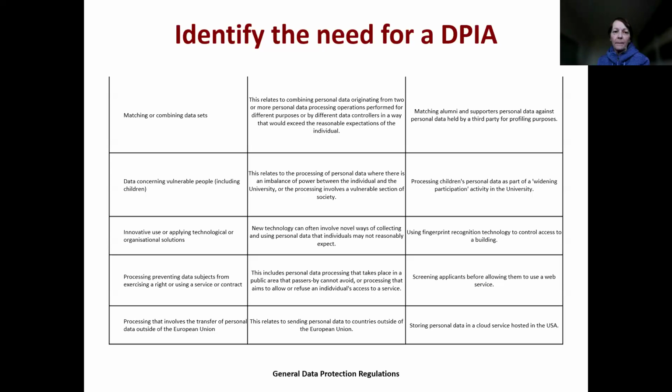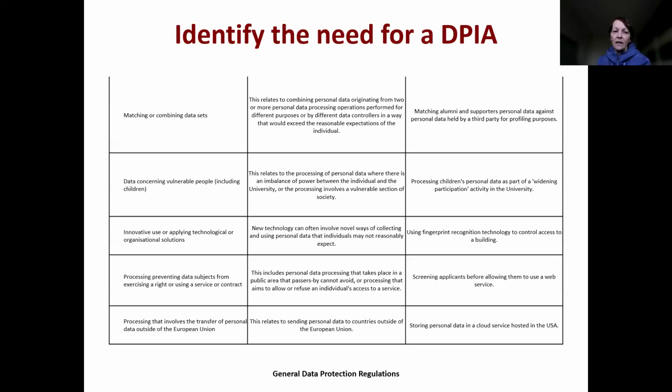Data concerning vulnerable people. Again, this is linked to using sensitive data, but it's just looking at your data subject pool as opposed to your personal data category pool. Vulnerable people, children are the major example there.